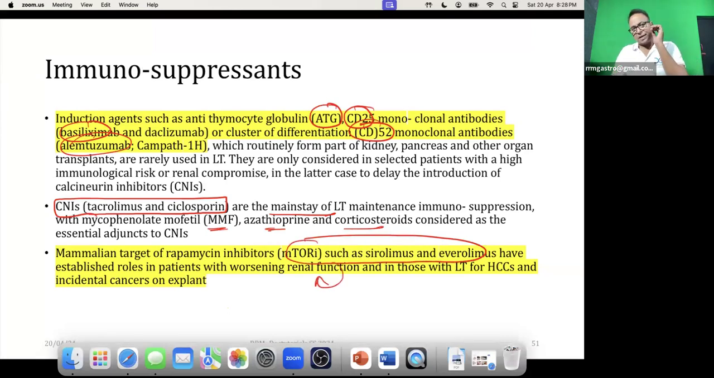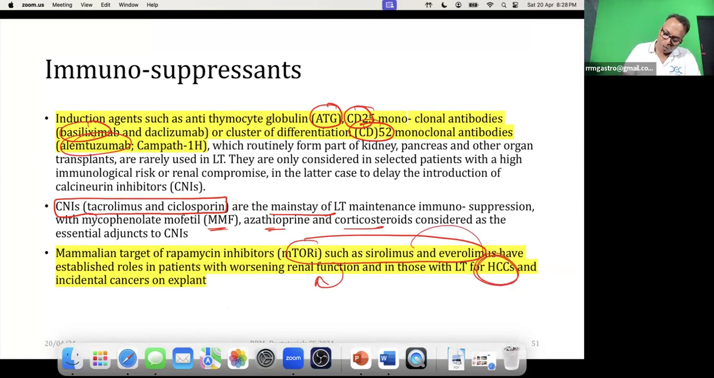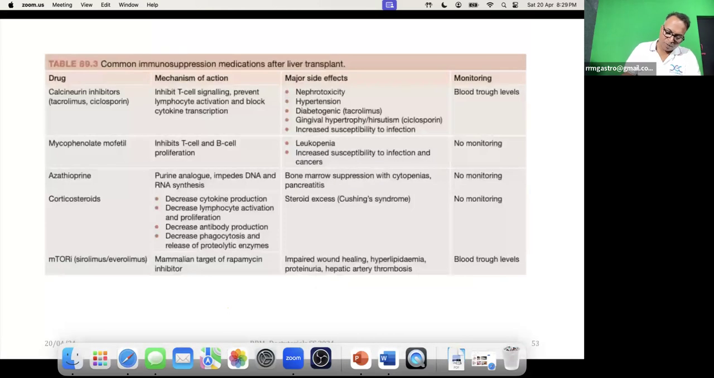So this is an MCQ. When patients on calcineurin inhibitors develop nephrotoxicity, what drug will you use? I will use sirolimus and everolimus. And in those patients who had HCC, we can use sirolimus and everolimus. They are much better because calcineurin inhibitors and other drugs like mycophenolate mofetil all will stimulate the tumors. Therefore, that is the point from this table.